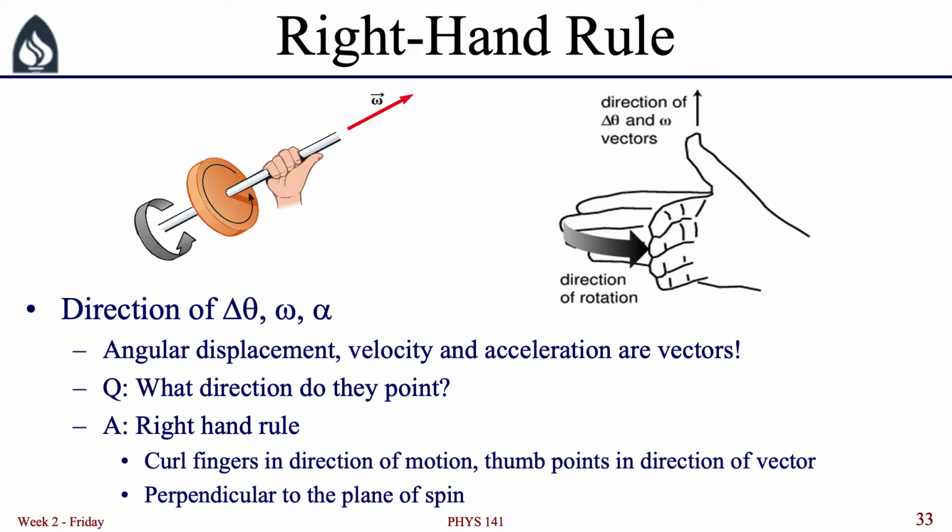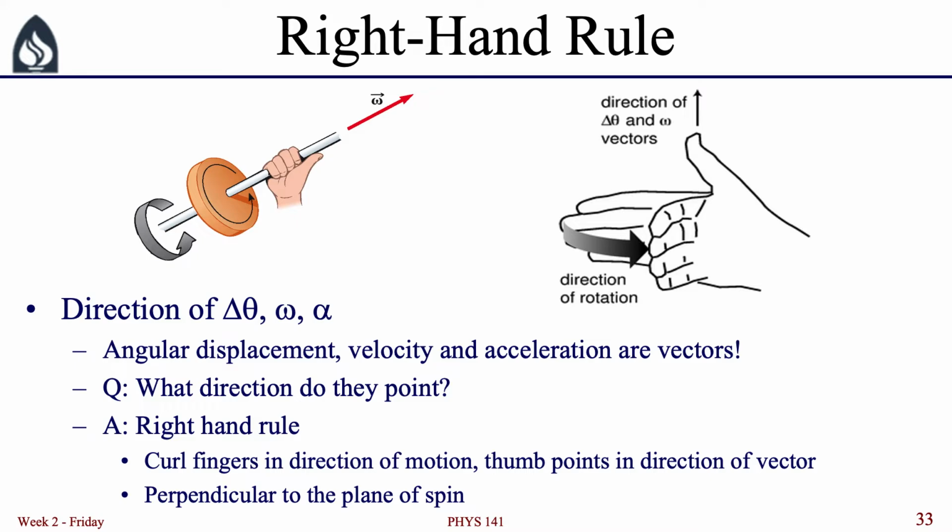So if you wrap your hand around the axle in the direction of the rotation, your thumb will point in the direction of the angular displacement. This same direction is the direction of the angular velocity.